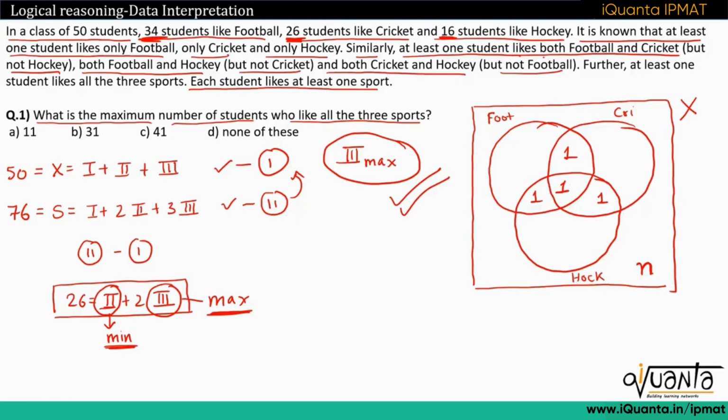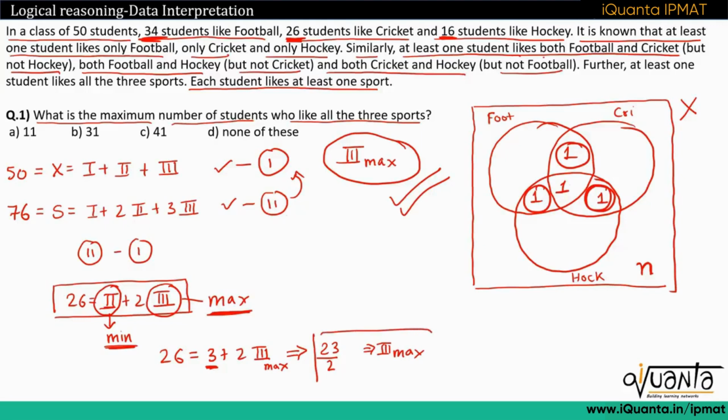So if I find the minimum value of all the regions of exactly 2, it will be 1 plus 1 plus 1, so it will be equal to 3. So let me write 26 equal to 3 plus 2 times exactly 3. We have written down 3 as the minimum value of all the regions of exactly 2. Now if I calculate this exactly 3, it will give us the maximum value of exactly 3. So it will be equal to 23 by 2. So we are getting exactly 3 maximum equal to 23 by 2.